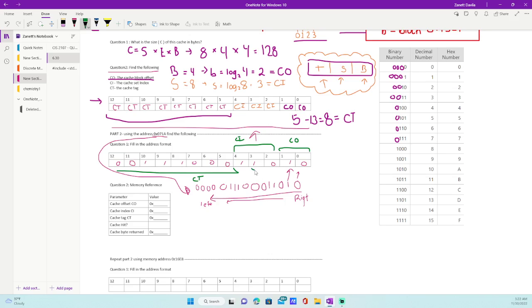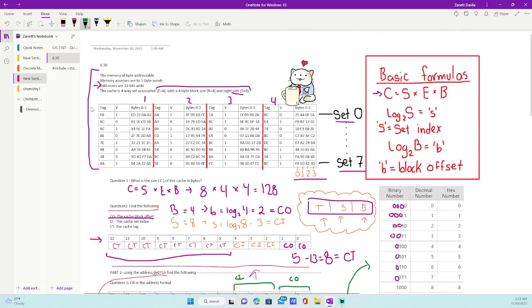Sorry, brain fart. This 0110, you have to know that since this is 3, you always add a 0 in front, never behind. Always add a 0 in front. So this is 10110. So that corresponds to 6. It's asking us to go to set 6.